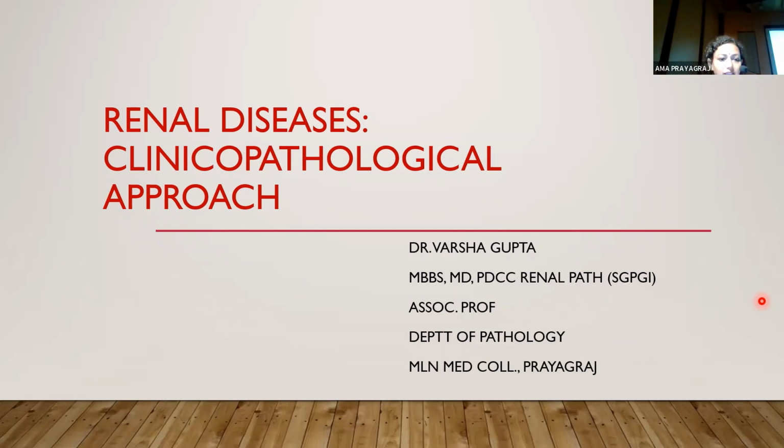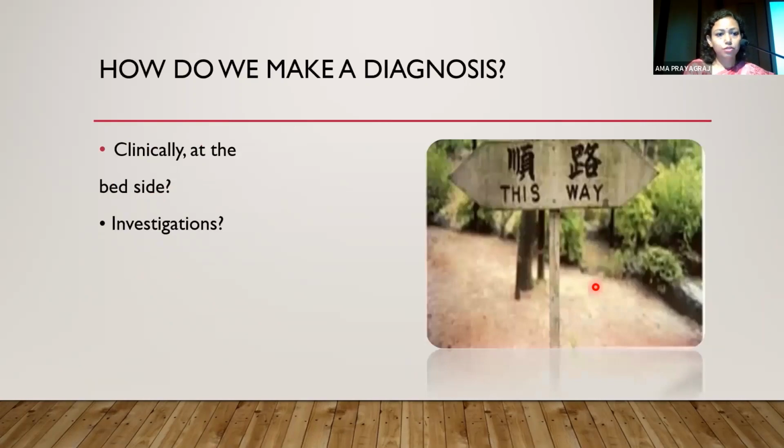So today I'll be speaking on a clinicopathological approach. To start with, the kidney organ, as it has a number of compartments: the glomerulus, the tubules, the interstitium, and the blood vessels, and each compartment has a story to tell. So every compartment has a story to tell, and different compartment involvement leads to different clinical manifestations.